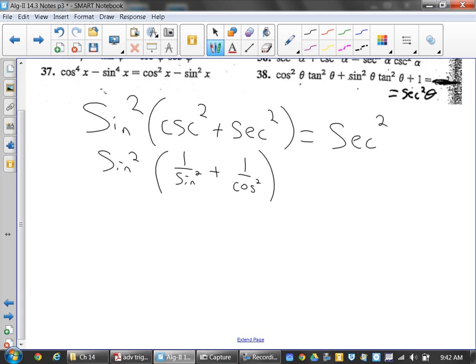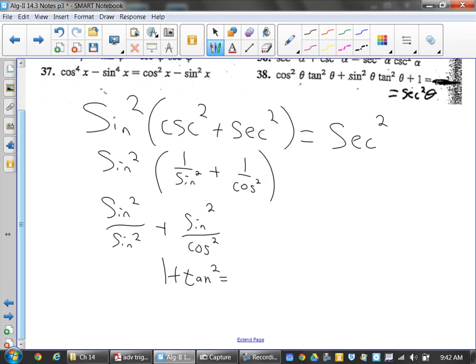Is that okay? Because now I get sine squared over sine squared plus sine squared over cosine squared. Everybody okay with that? Okay. Sine squared over sine squared is what? 1. Sine squared over cosine squared is? What is 1 plus tangent squared? Secant squared. And you're done.